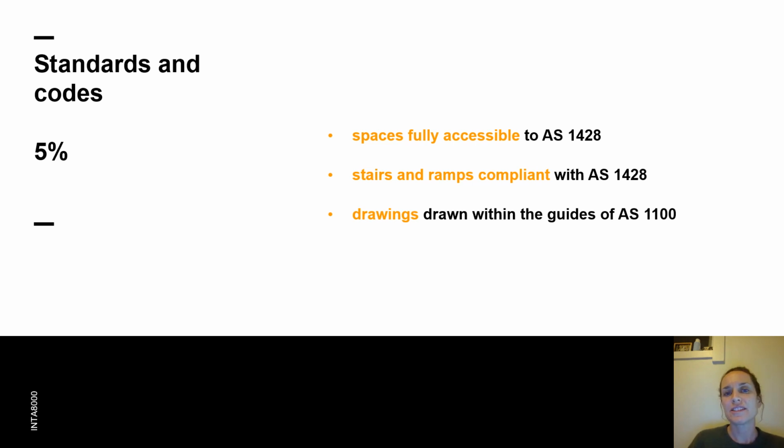Standards and codes are the same as Assessment 2, so our space is fully accessible to AS 1428, our stairs and ramps compliant with AS 1428, and our drawings drawn within the guides of AS 1100. This is not an exercise in ticking the boxes of the codes. The codes are there to give us structure and guidelines, but I'd encourage you to think about Rosemary KS's talk and about the human condition.